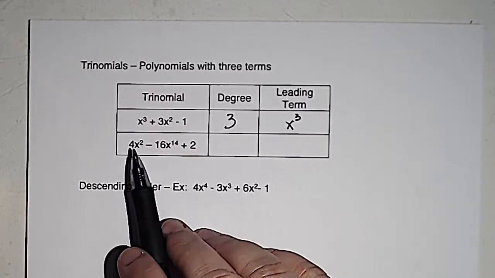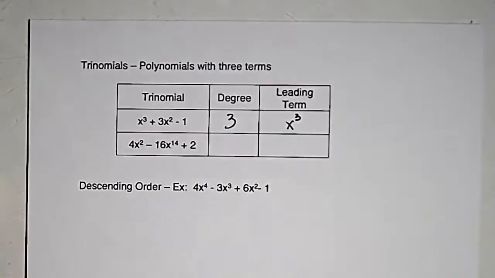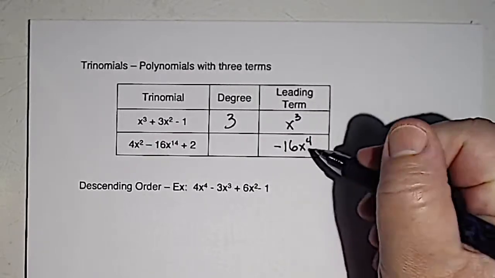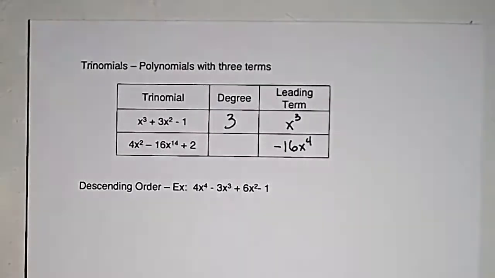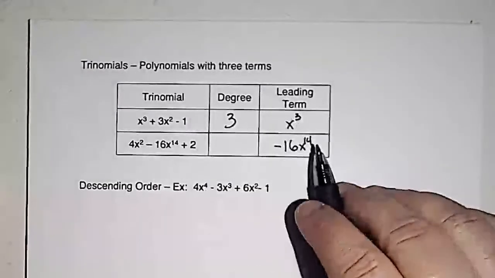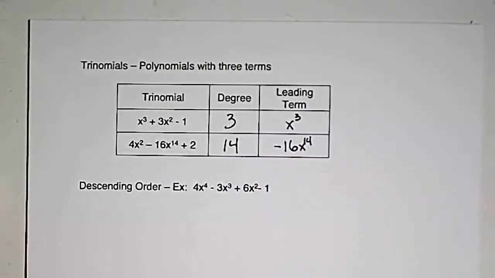Okay, in this trinomial, what is the leading term? You're right. Minus 16x to the 4th. Because again, it's the term with the largest exponent. Oh my goodness, this is a big polynomial. Look at that. It's the term that has the largest degree, and then the degree is that degree.